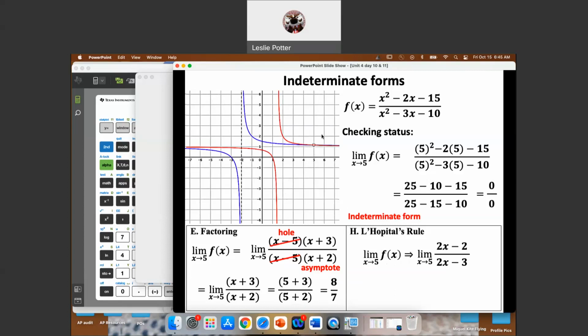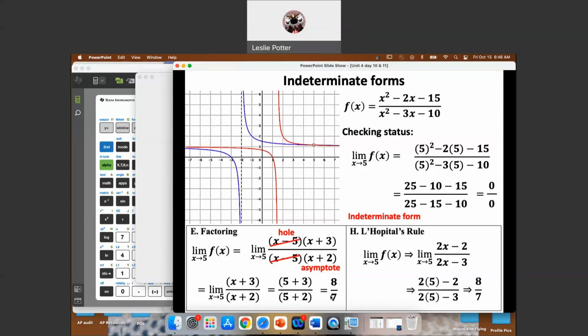So remember that hole in the graph right here is from the original expression. It passes right through that hole. In other words, this x minus 5 factor has been removed. And so if that x minus 5 factor has been removed, then this is no longer indeterminate at 5. And we can plug 5 in. 2 times 5 is 10, minus 2 is 8. 2 times 5 minus 3 is 7. And we can find the limit that way.